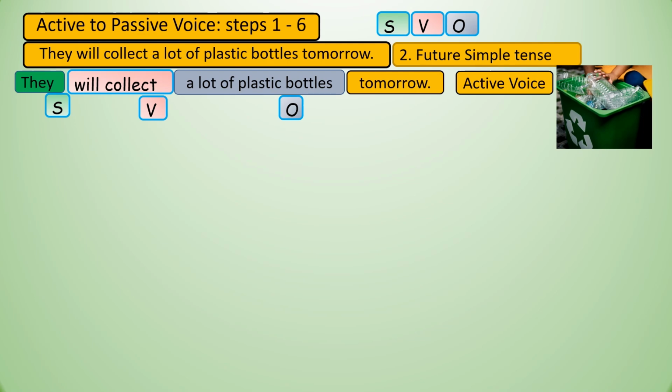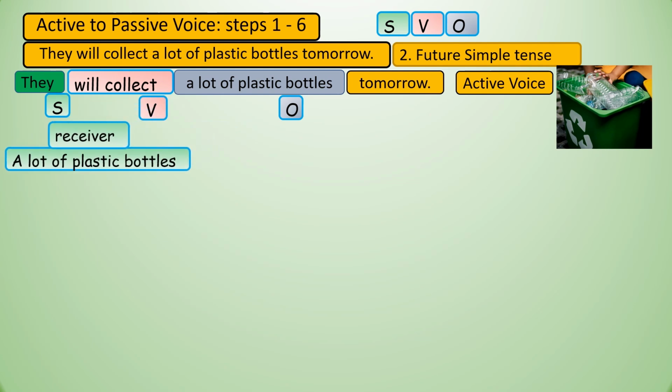So that's our verb. Now, who or what will collect? They, subject. They will collect a lot of plastic bottles. A lot of plastic bottles is our object. And we finish with the time word there, tomorrow, active voice. Now we start with a lot of plastic bottles. Our object of the active is now our subject of the passive. A lot of plastic bottles, it's plural, but it doesn't matter for future tense, will be collected.